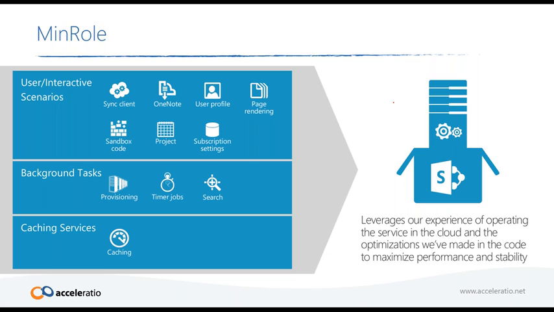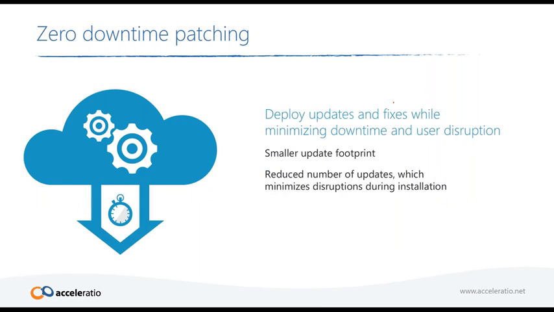But the key differentiator here is you have servers that are interacting with the user, for example, serving pages and HTML. Then you have servers running in the background, like search and some provisioning and timer jobs, stuff that does not touch the user, or the user does not touch those things. And then you also have a caching service that caches all the content to make sure that your pages are fast in rendering.